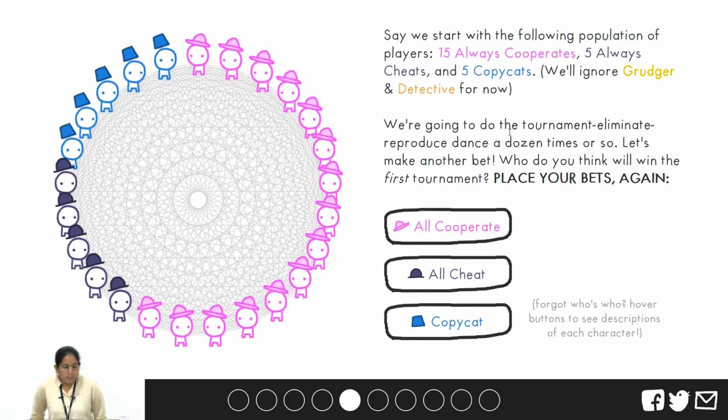So we have gotten rid of the detectives and the grudges because they are a little hard to keep track of. So it's a pretty simple setting. We have copycats, the always cheaters, and the always cooperators. So the nice guys, the mean guys, and the smart guys. Okay, so that's the three players we have, and we are giving the nice folks a bit of a leg up because they seem nice and super naive. So we are giving them an initial boost. So there are 15 cooperators and 5 each of copycats and always cheaters. Okay, and we are going to take the bottom 5 and delete them, and the top 5 and replicate them. And if we keep doing this, the question is what happens in due course.